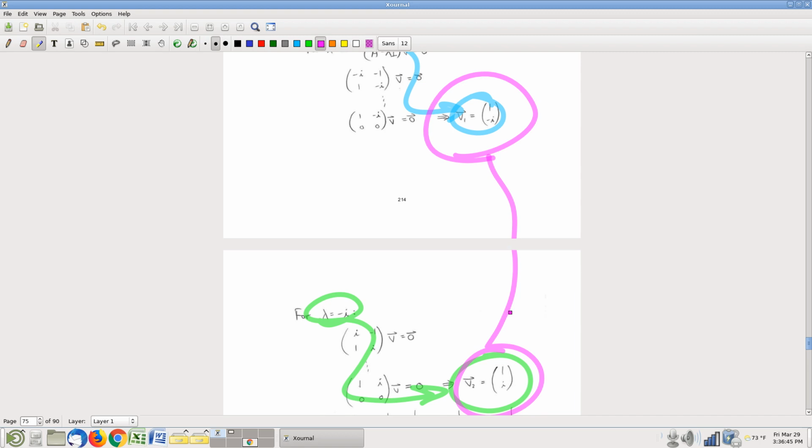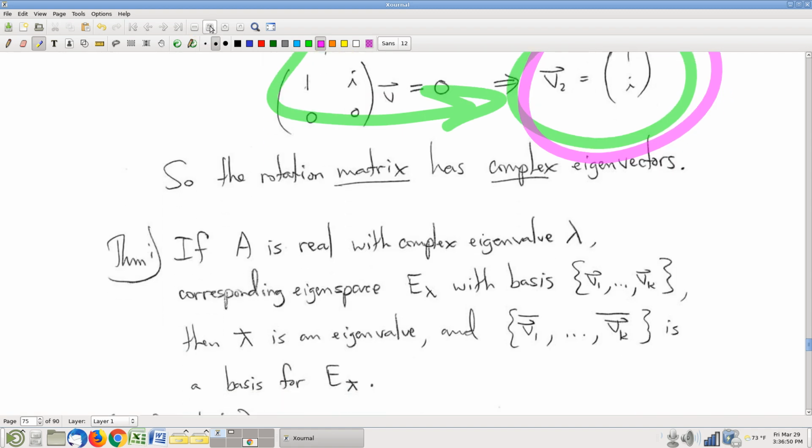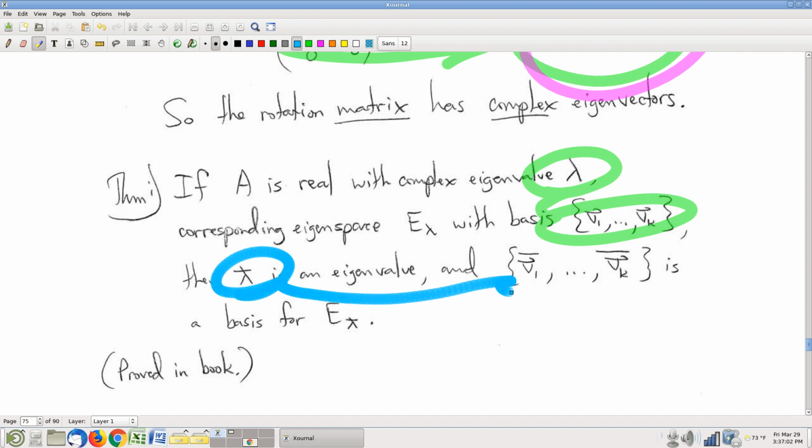This theorem is proved in the book. I would encourage you to take a whack at it yourself. This is not a hard thing to prove: when you have an eigenvalue and eigenvector, the conjugate is an eigenvalue with conjugate eigenvector. That's really just a couple of details to directly confirm. Okay.